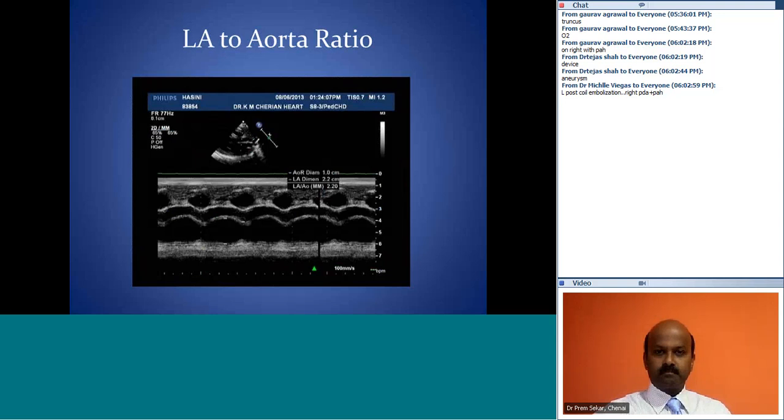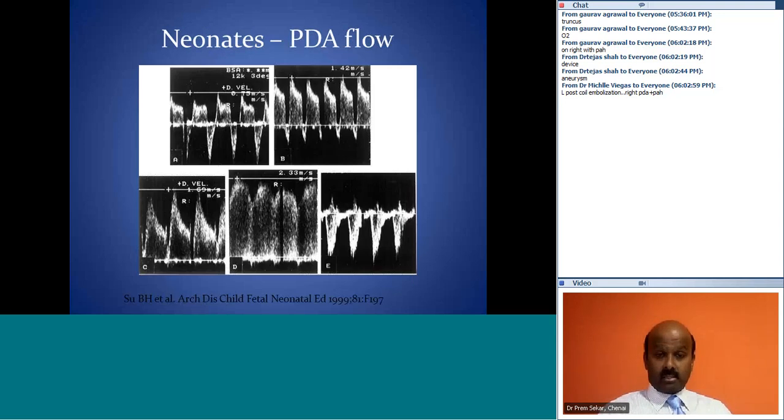These are some of the Doppler flow signals seen in neonates. As you can see in section A, you have systolic flow, and during diastole there is reversal of flow in the ductus, suggesting very high pulmonary artery pressures. And in B, you have predominantly systolic flow. In D, you have predominantly left to right shunt, and in E, with severe pulmonary artery hypertension, the ductus is flowing right to left.